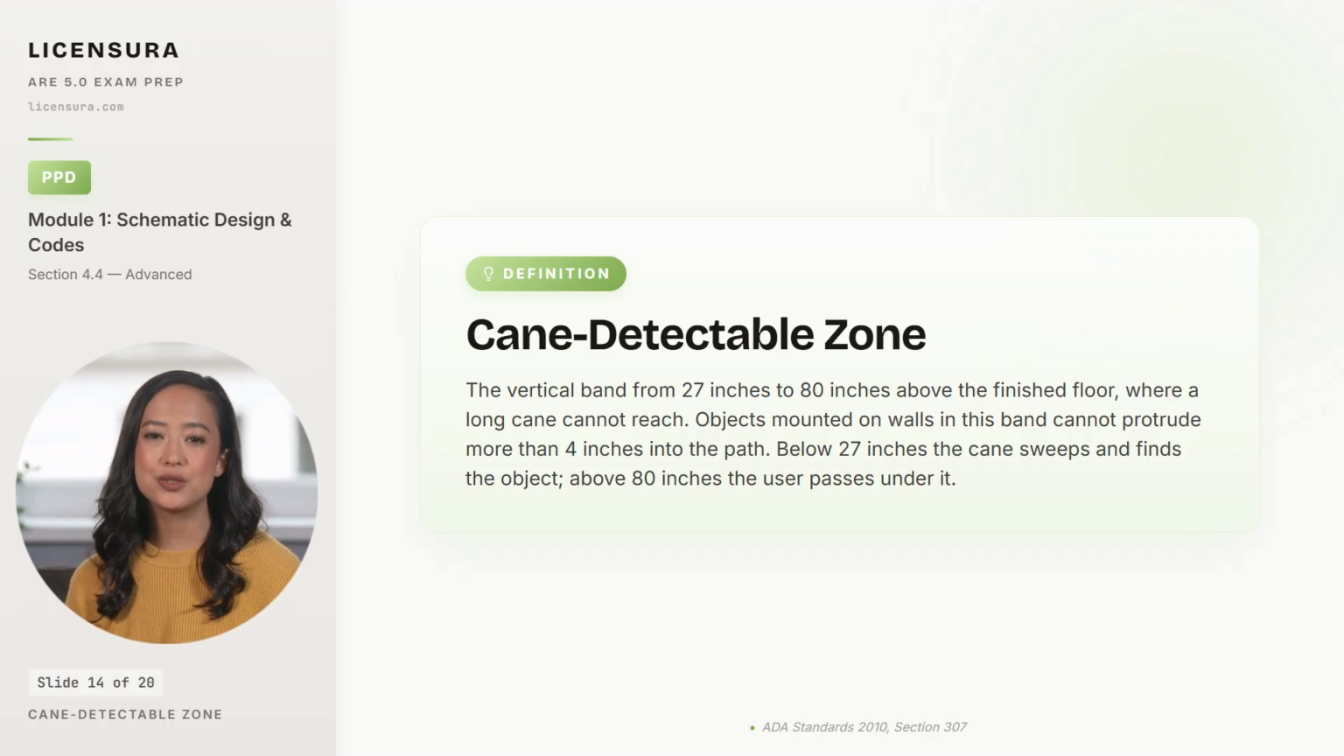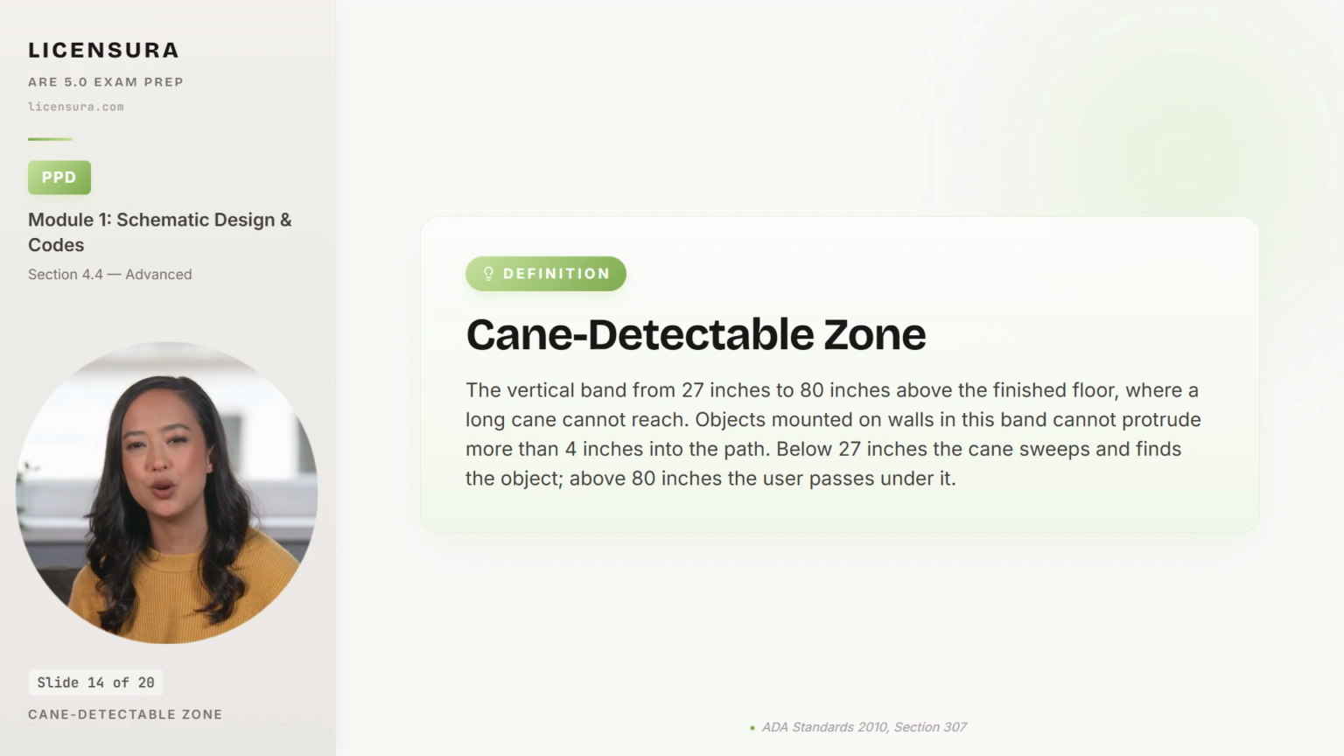The band between 27 to 80 inches is invisible to the cane and is exactly head height for a standing adult. Section 307 therefore prohibits any wall-mounted object in that band from protruding more than 4 inches from the wall surface. Mount a fire extinguisher cabinet 6 inches deep at 50 inches above the floor in a corridor, and the building fails ADA. The blind occupant walking that corridor with a cane will not detect the cabinet and will collide with it at head height. The injury is real, and so is the lawsuit.